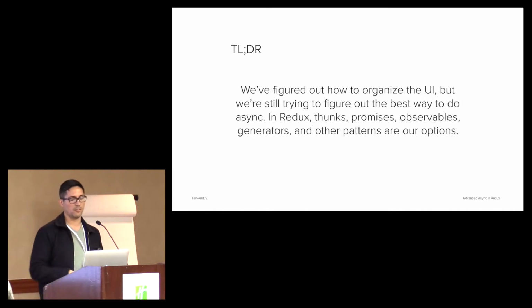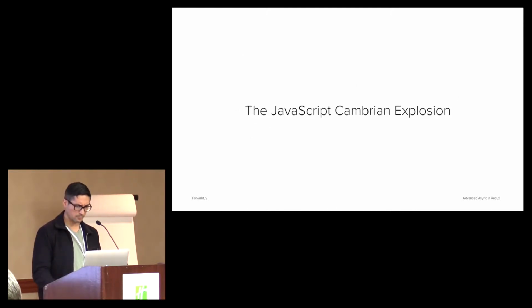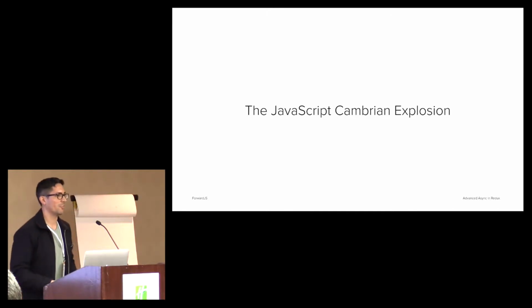You could do Thunks, promises, observables, generators, other patterns like CSP channels, that sort of stuff, which is a little advanced, and JS CSP is not actually well-maintained these days. But there are a lot of different approaches you could take, and so I want to give you guys the pros and cons of the different approaches that you can do in your applications. So I want to give you guys a big overview of where JavaScript is.